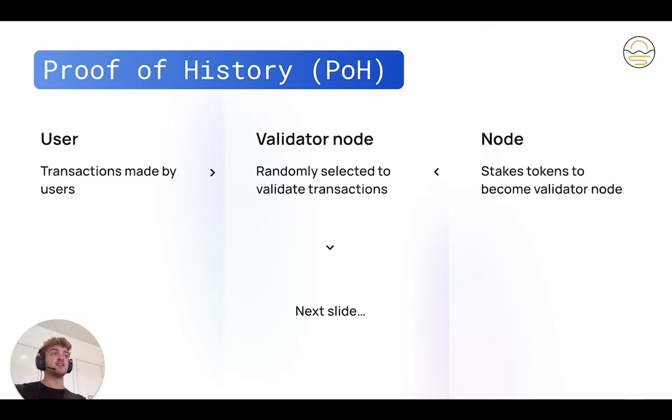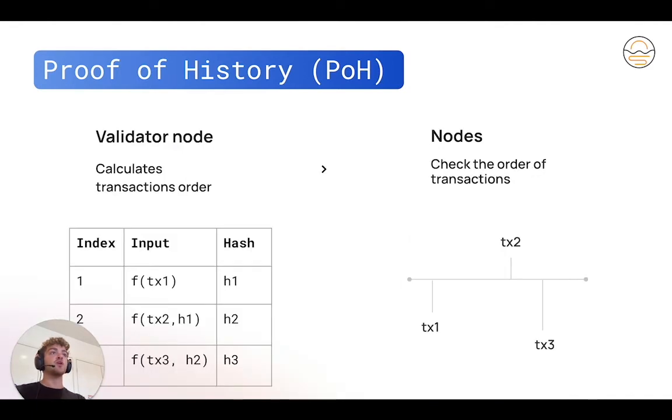Proof of history is a consensus protocol that aims to increase speed and scalability by creating a verifiable list of transactions through time. Let's go through the transaction validation process. The proof of history algorithm randomly gives validator nodes turns to be transaction validators, where validator nodes are selected similarly to proof of stake. Once a node is selected for the role, the proof of history algorithm makes the validator node calculate the transaction's order. Let's briefly see how this works.